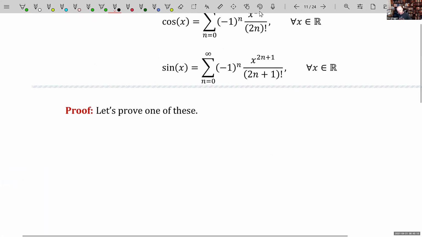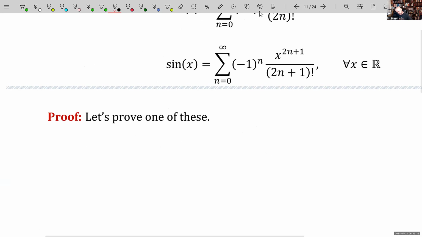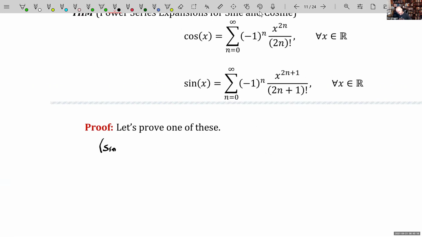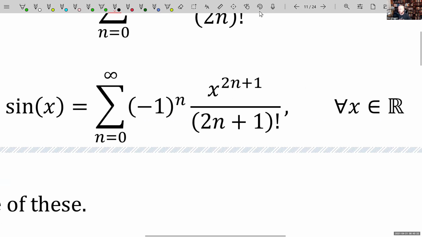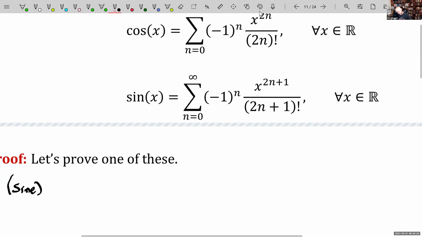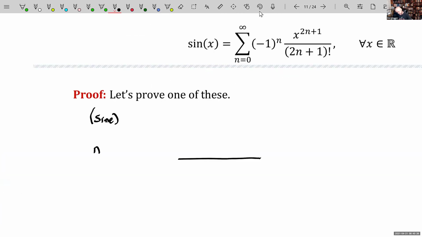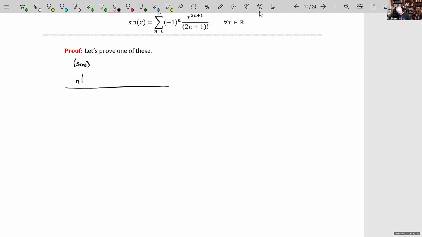All right. So to prove that the sine is equal to this power series expansion, we're going to go ahead and build that table. Start with n here. And my advice when you build this table is actually to not draw all three columns at once. Draw the first column.